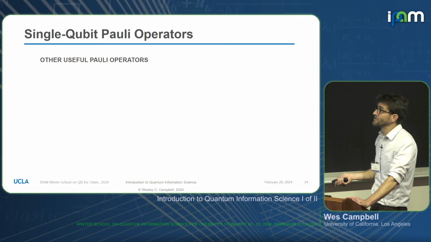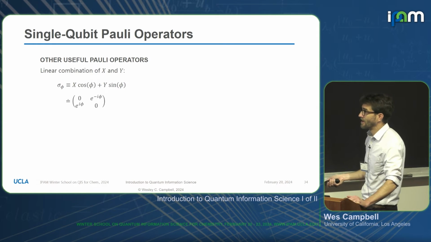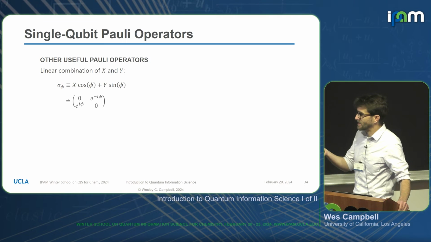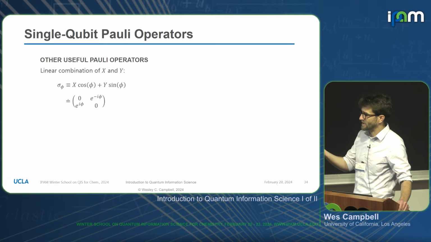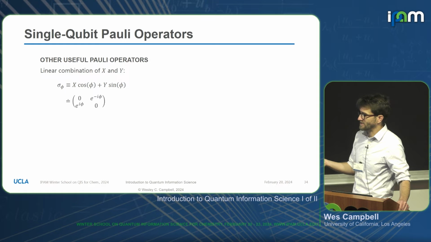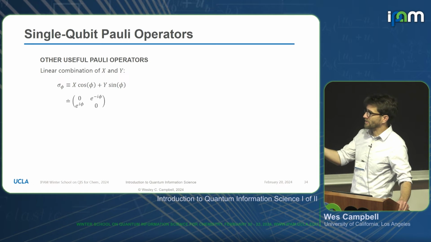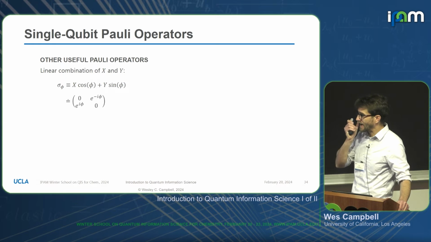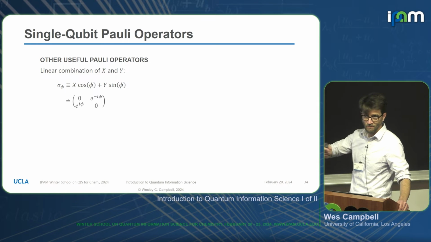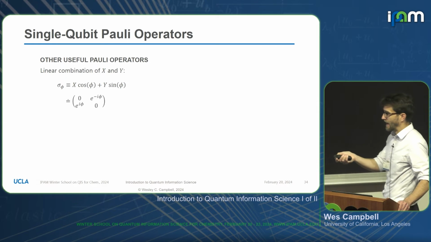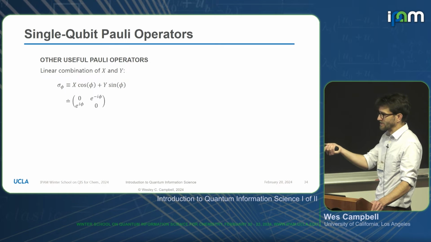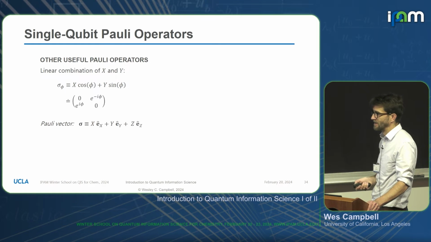Let's see here. There are other useful Pauli operators. Linear combinations of X and Y sometimes get used. You might see this called sigma sub phi, but it's nothing more than this. So this is like a Pauli operator that you can think of as somehow confined to the equatorial plane if you want to think of it as living on the Bloch sphere. The phi just tells us where it is compared to the x-axis.